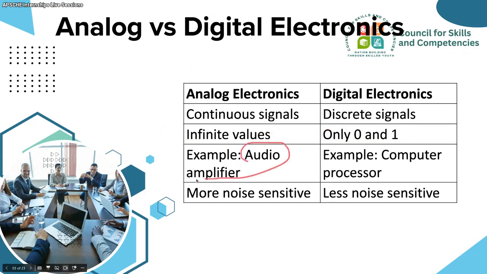Example, audio amplifier. Right now what I am speaking, that audio signal, is an analog signal. Then when the signal moves inside the computer, it becomes digital. Okay, that is what. The electronic circuits which you are going to use in analog are more noise sensitive. Digital is of less noise sensitivity.